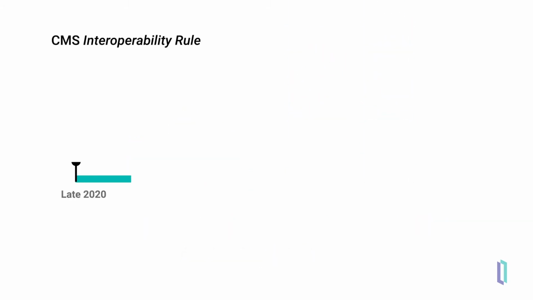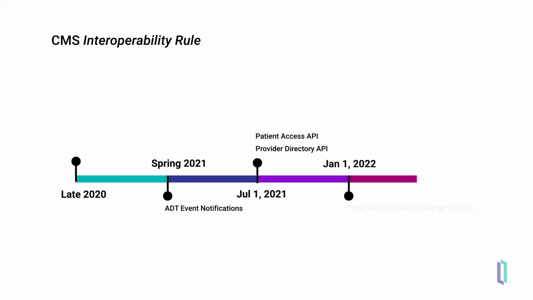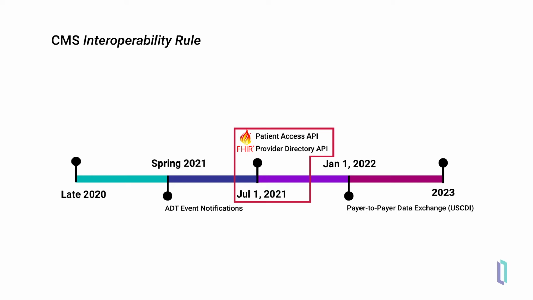CMS has also defined a set of data sharing requirements for both payer and provider organizations that will need to be implemented between 2021 and 2023. Two APIs are required as of January 2021, with enforcement starting in July of 2021. The Patient Access API and Provider Directory API. Both APIs use the HL7 FHIR R4 standard.